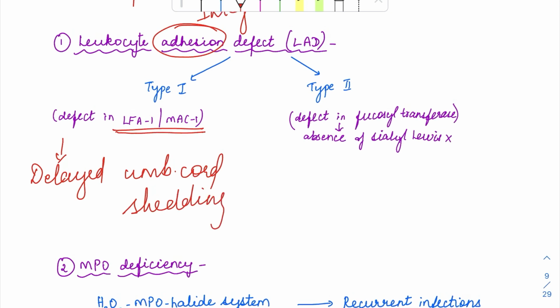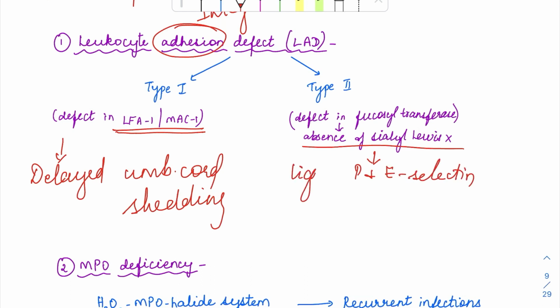Then type 2 LAD, here there is a defect in the enzyme called fucosyl transferase. This fucosyl transferase is actually needed for the formation of sialyl Lewis X. So with the defect in this enzyme, there is going to be absence of sialyl Lewis X, which is actually needed by the P and E selectin.